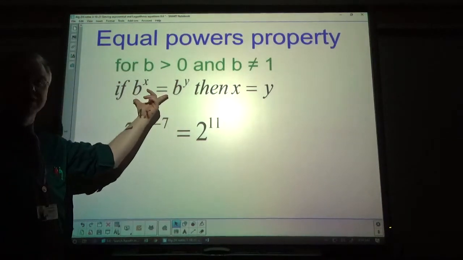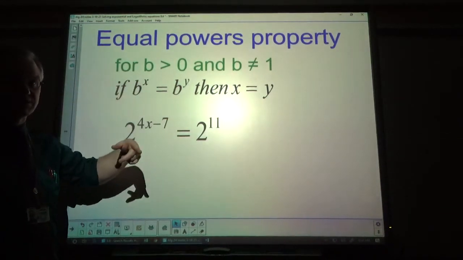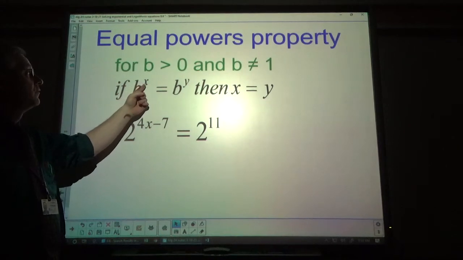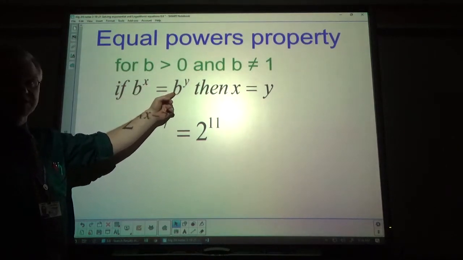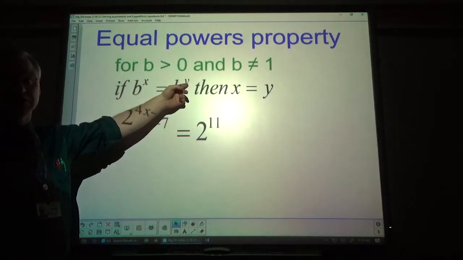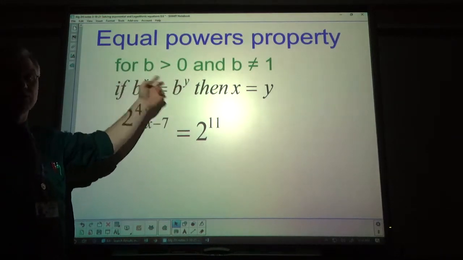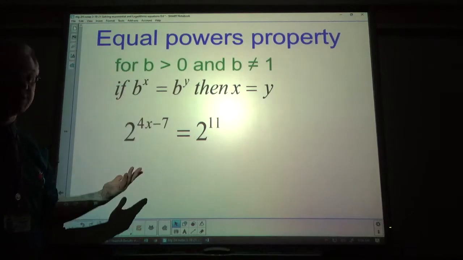Because can you imagine any regular number other than 1 and 0 where, when you raise this side to a power, it's equal to the same thing raised to some power? Can you think of any other power where it would be equal? No, they have to be the same.